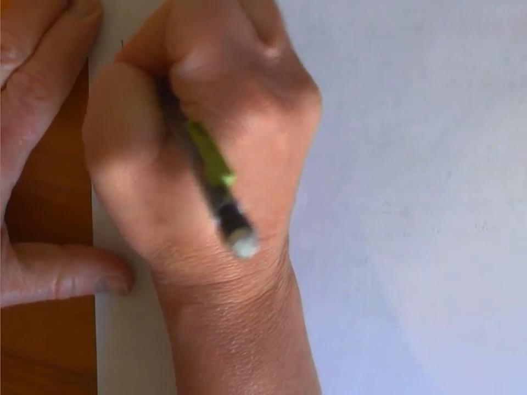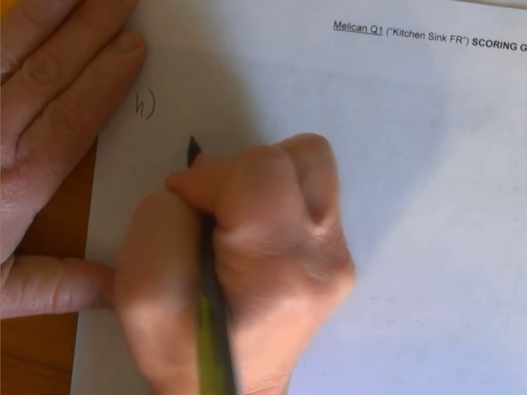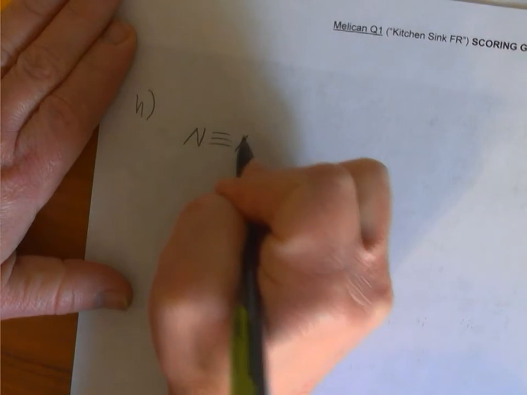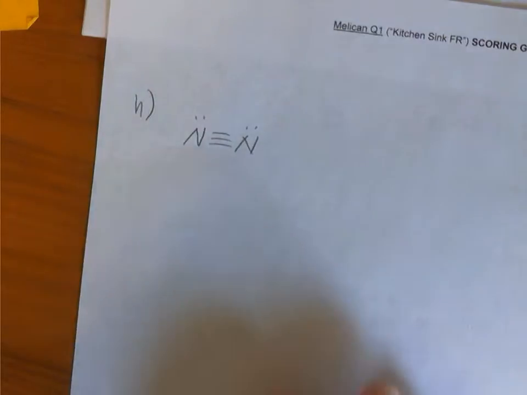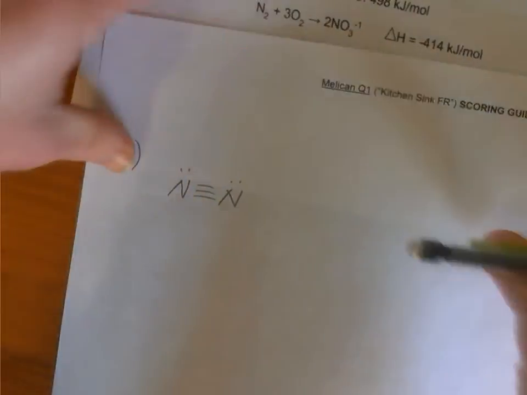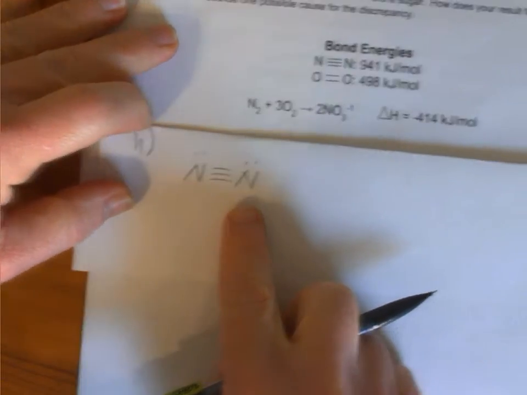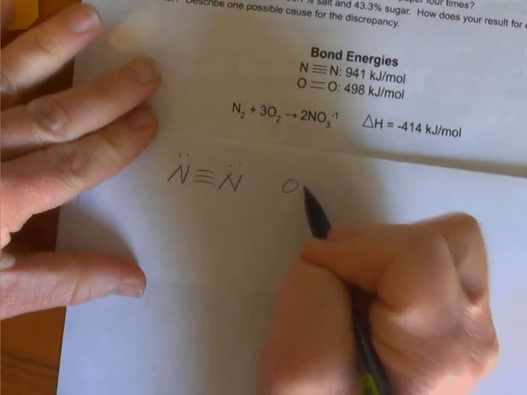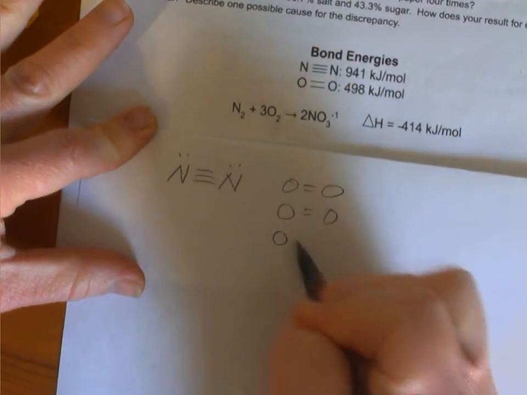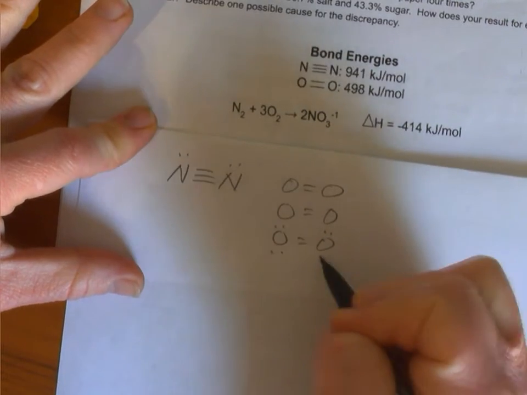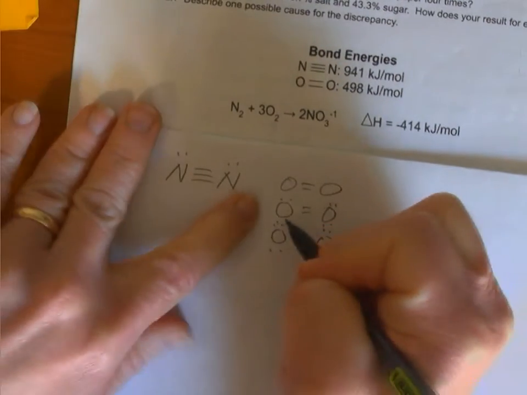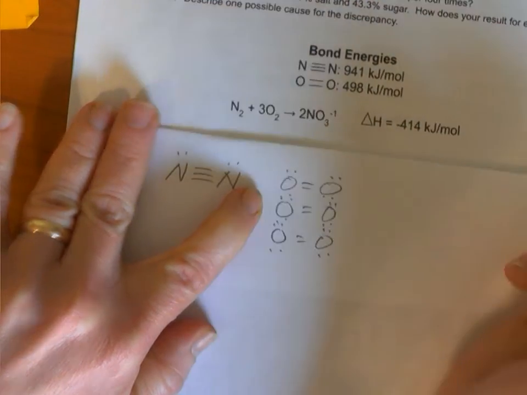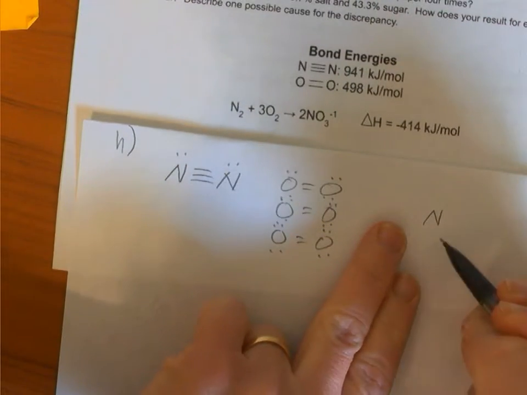Okay, so part H, what you needed to do was to realize that in this reaction you are breaking one nitrogen-nitrogen triple bond, and if we needed a hint, look at the bond energies you're given, and we would be breaking 3 oxygen double bonds, just to respect the lone pairs, and then we are making nitrate.